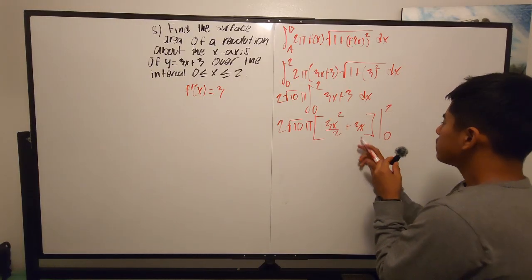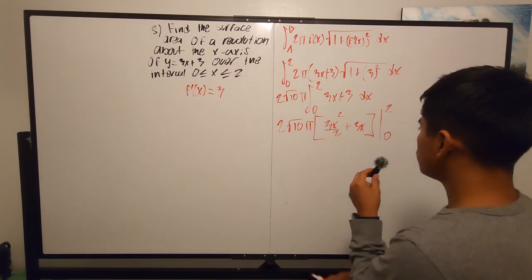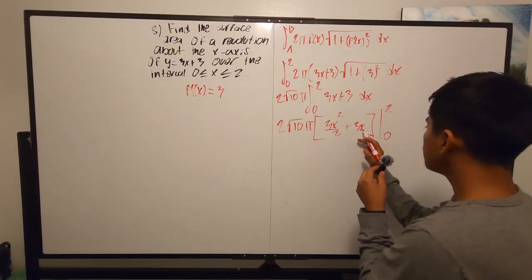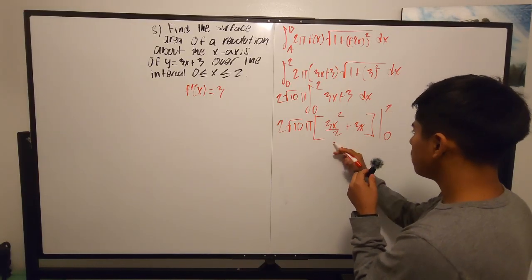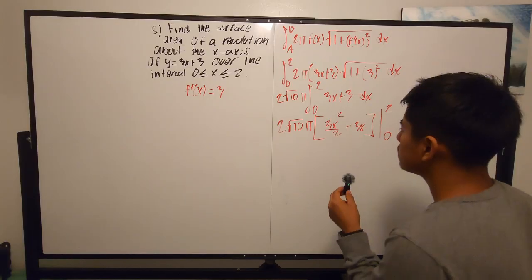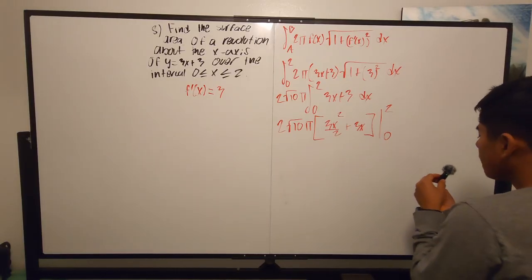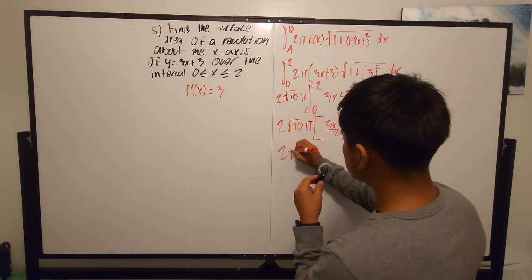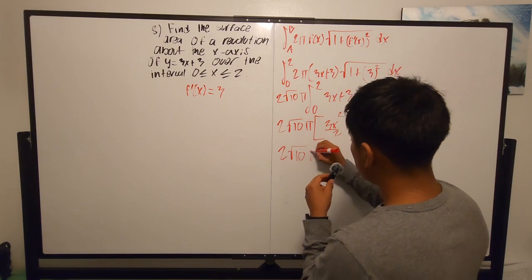If we plug in a 0 here, it's just going to make the whole thing, not the whole thing 0, but if we plug in a 0 right here, that's going to be 0. Plug in a 0 right there, that's going to be 0. So 0 plus 0 is 0, so we're not even going to plug that in. So then we have 2 square root of 10 multiplied by pi.